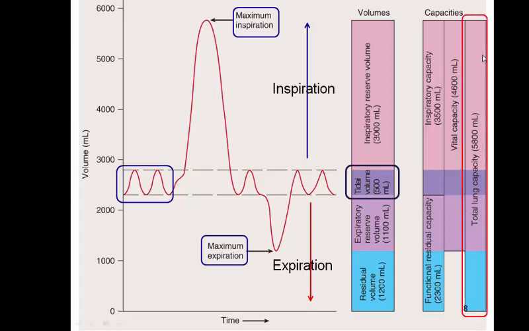Our total lung capacity factors in our inspiratory reserve volume, our expiratory reserve volume, as well as our residual volume. So recall that our residual volume is reflective of our physiological dead space, because we can't evacuate all the air out of our lungs, even when we try to force all that air out of our lungs.